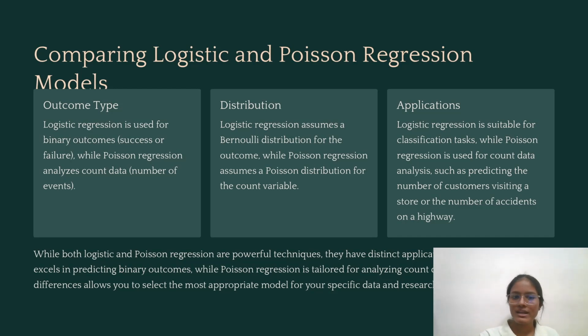Next is comparing logistic and Poisson regression models. Logistic regression is used for binary outcomes. On the other hand, Poisson regression analyzes count data, which is the number of events. Second, logistic regression assumes a Bernoulli distribution for the outcome, while Poisson regression assumes a Poisson distribution for the count variable. And what are the applications? Logistic regression is suitable for classification tasks, whereas Poisson regression is used for count data analysis, such as predicting the number of customers visiting a store or the number of accidents on the highway.